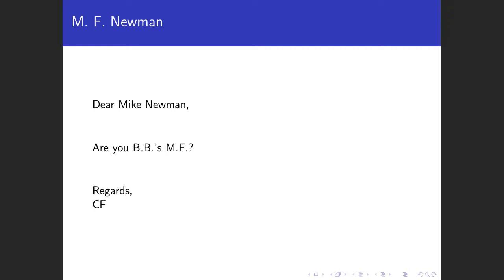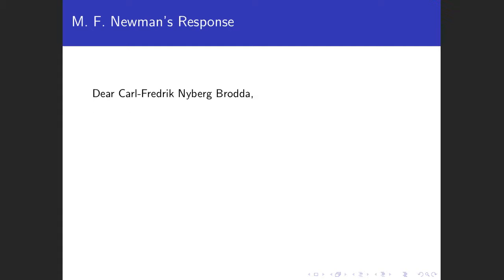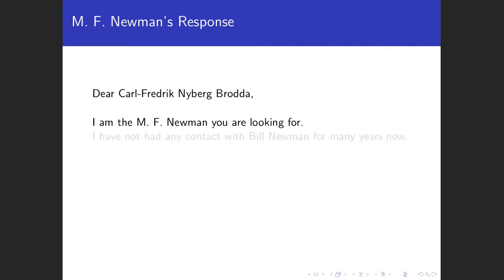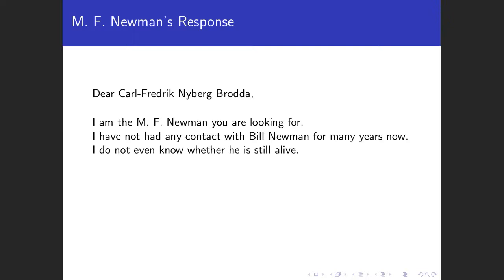And he responds back quite quickly, saying, "Dear Carl-Fredrik Nyberg-Brodda," very formally, "I am the M.F. Newman you are looking for," which is probably some sort of Jedi quote. But he continues and says that he has not had any contact with Bill Newman for many years, and he doesn't even know whether he's still alive. But he knows that the real PhD supervisor of B.B. Newman was Gilbert Baumslag in New York.